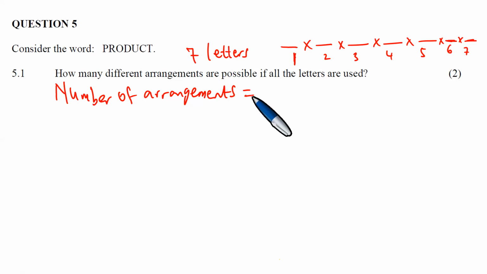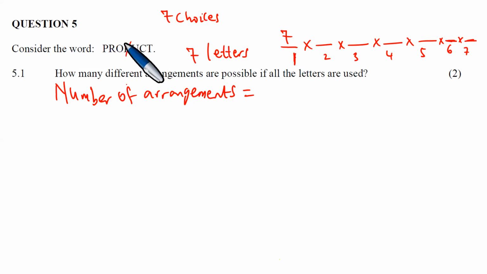So we need to make arrangements. If we want to arrange them, we put them in a row: 1, 2, 3, 4, 5, 6, 7. The first letter that you place here, you can choose among the 7. So for the first letter, you have 7 choices.